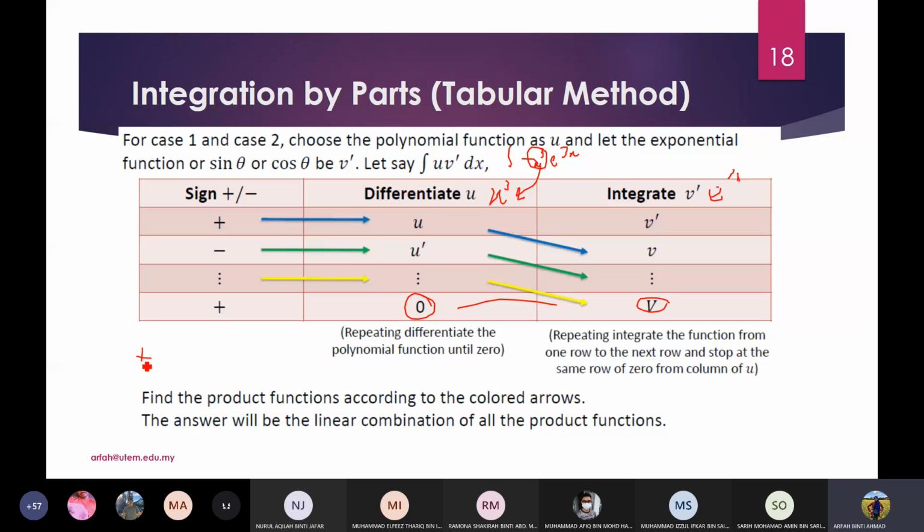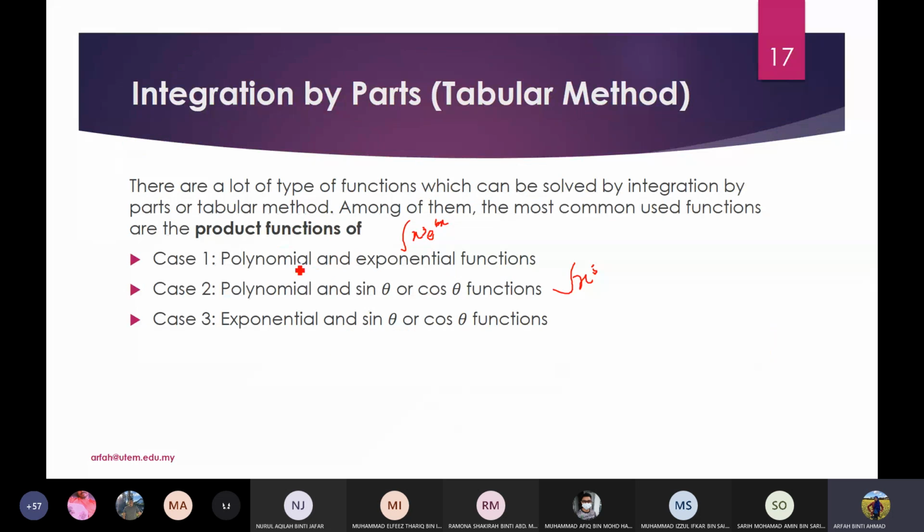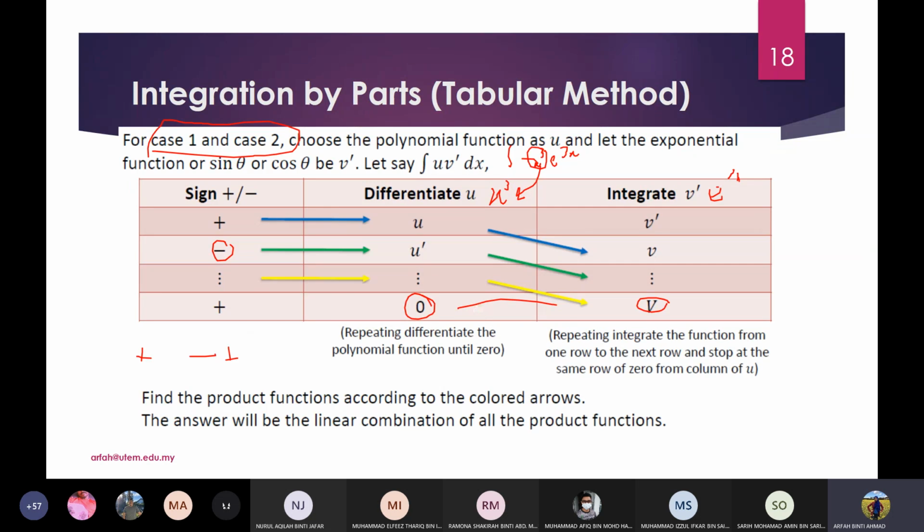Meaning that you are going to plus U yang biru darab V yang biru, and then tolak sebab the sign is tolak, U prime tolak dengan V prime yang hijau, and then tanda dia should be plus sebab it is an alternate sign, plus minus and so on. Dengan darabkan dengan UV yang kuning. Okay. So this is for the case 1 and case 2 where your function is a polynomial function and combination of exponential function or trigo function, sin theta or cos theta.